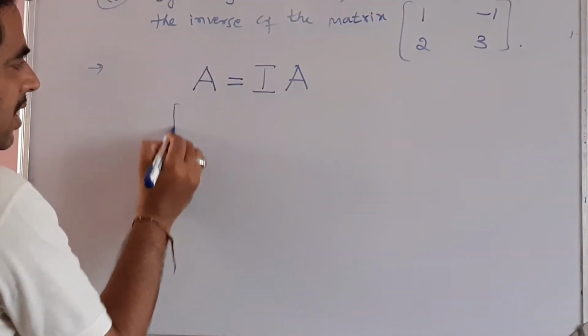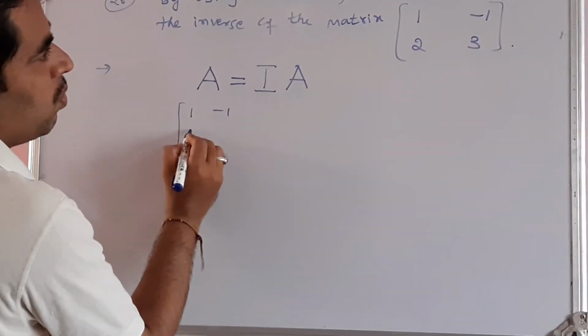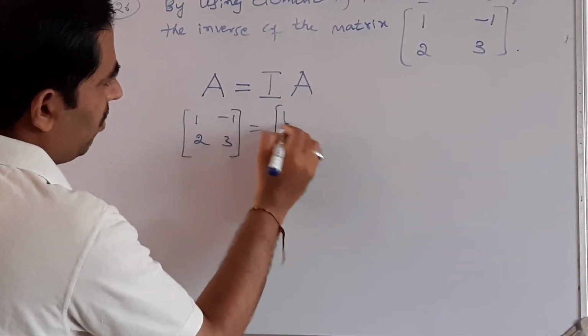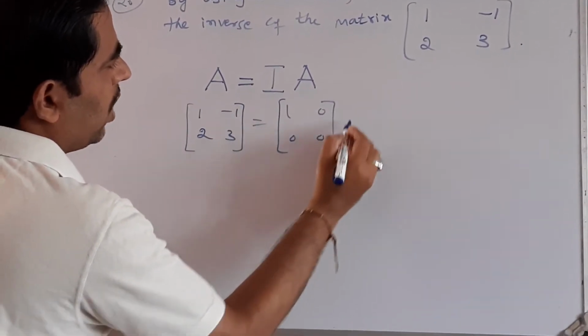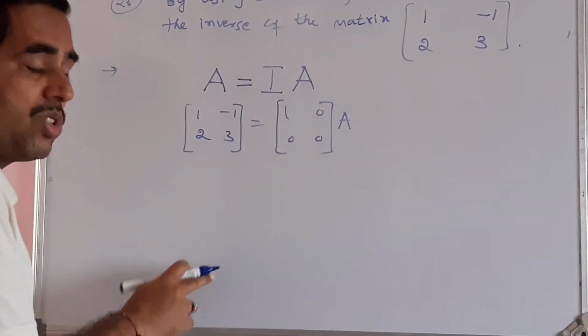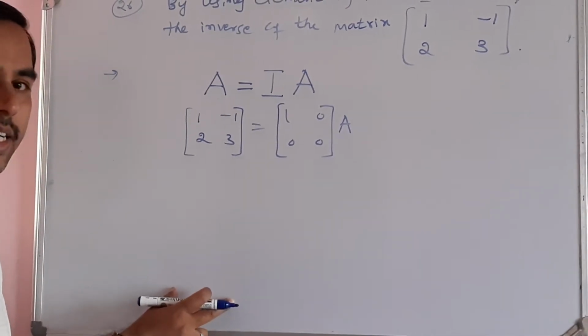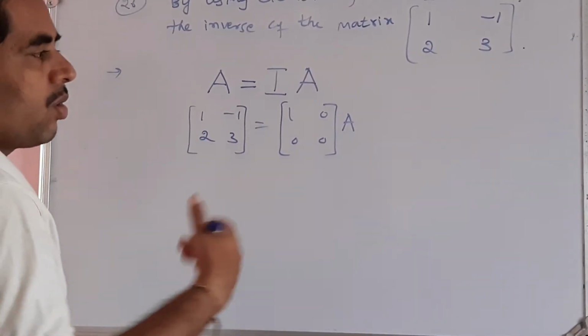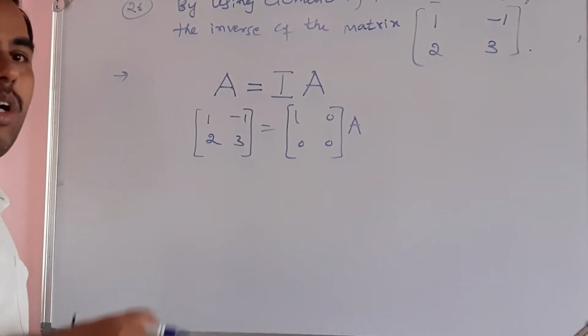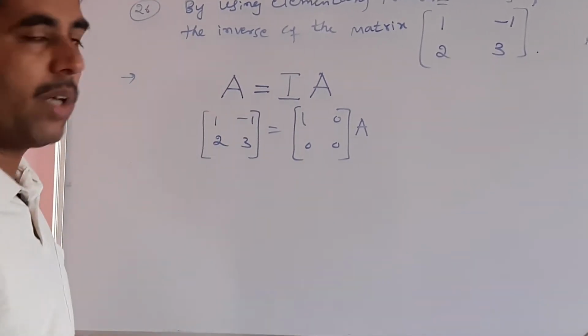So write this matrix A on the left hand side, [1 -1; 2 3], and then the identity matrix of order 2 by 2 on the other side. Then on the left hand side, try to reduce this matrix to the identity matrix [1 0; 0 1]. Correspondingly, go on applying the sequence of row operations. Then you reduce both LHS and RHS, and afterwards we get the inverse.